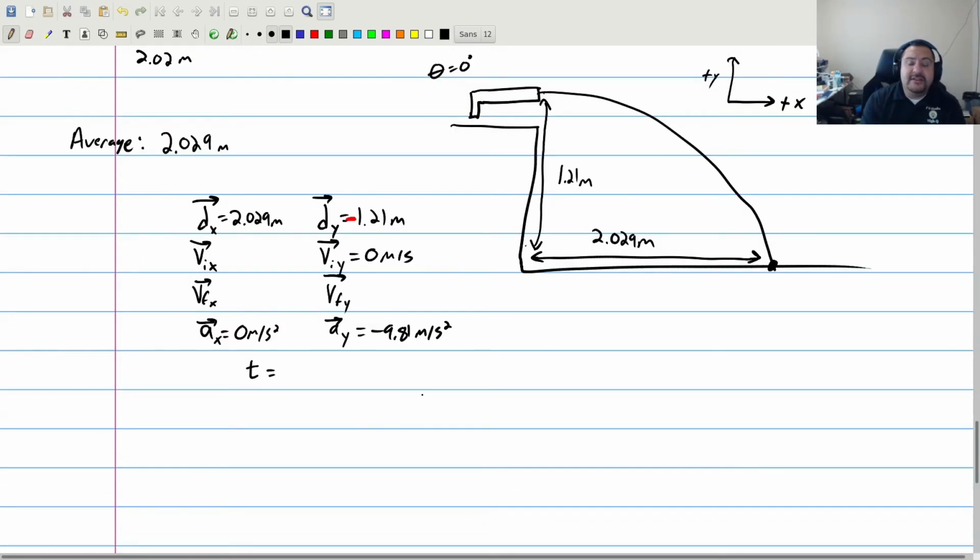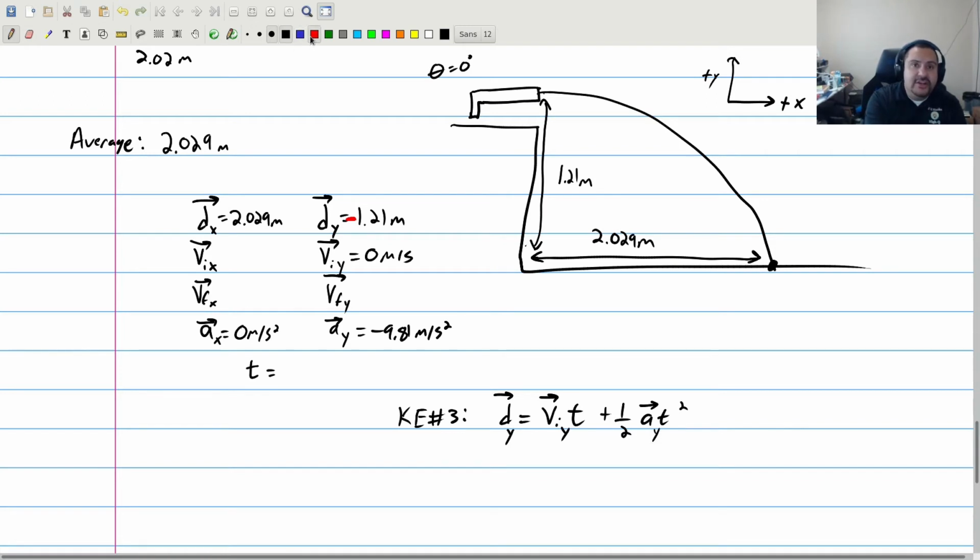Okay, we can find the time using the y direction here. So using the y direction, I can find time. And so I'm going to use kinematic equation number 3. Kinematic equation number 3 says d equals v_i t plus 1/2 a t squared. That's a vector, that's a vector, and that's a vector. And we're going to use the y direction here, so dy, v_iy, and ay. Now that I have this, I'm going to solve this for time.